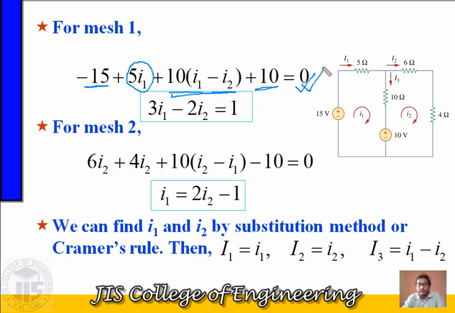So this is our first equation, and after solving it we get 3I1 minus 2I2 equals 1. Similarly, for the second mesh, we always start from a resistance. We start from the 6 ohm resistance. We have considered the I2 mesh current, so 6 into I2. Then we move in this direction, and there is a 4 ohm resistance. Which mesh current is there? Only I2, so plus 4I2.